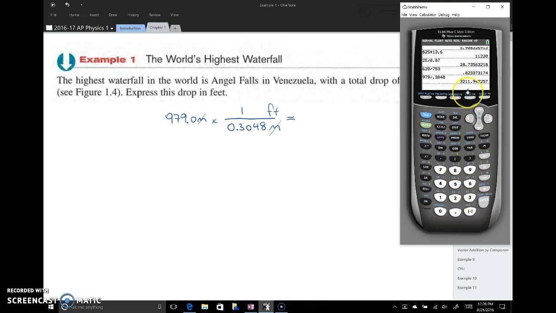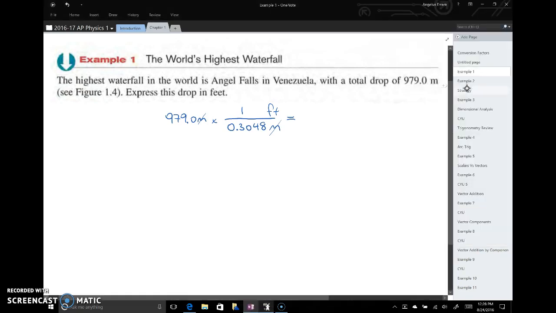Now, again, like I said, we can use sig figs, or we can just use intelligent rounding. In this case, I'm just going to round to 2 decimal places and not worry about sig figs. So we're going to have 3,211.94. And the units are going to be feet.